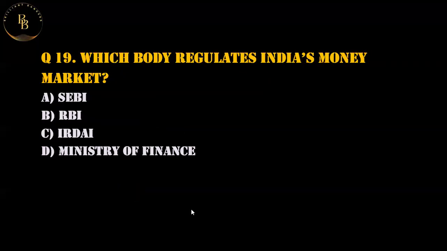Which body regulates India's money market? SEBI, RBI, IRDAI, or the Ministry of Finance? The right answer is RBI. RBI sets rules for call money and commercial paper, and ensures liquidity management. So it is the one that regulates India's money market.